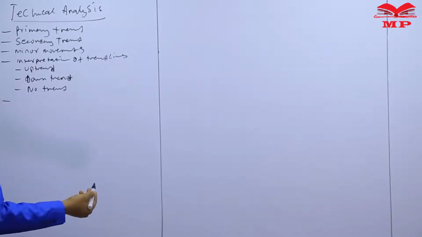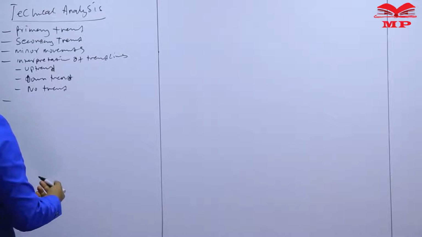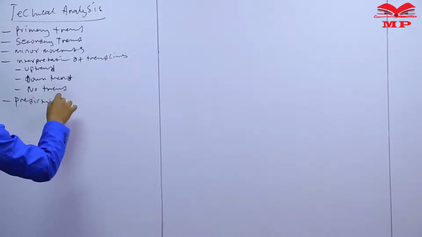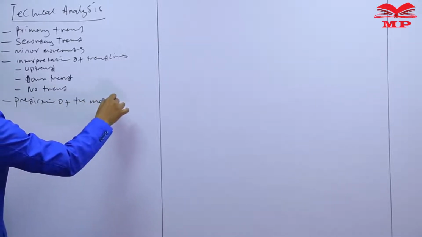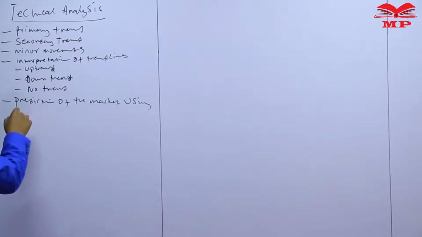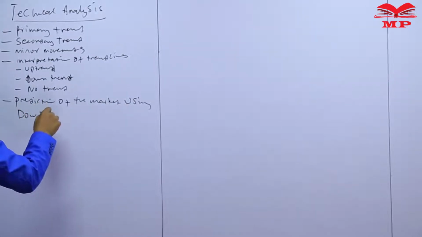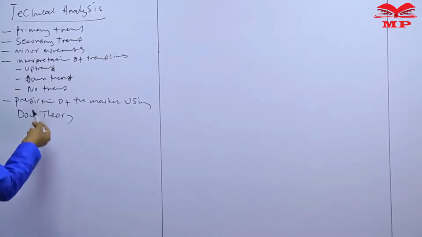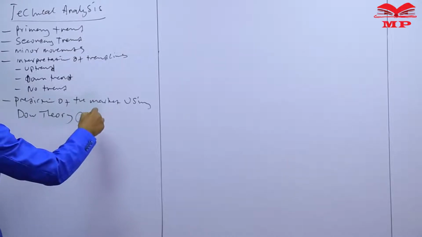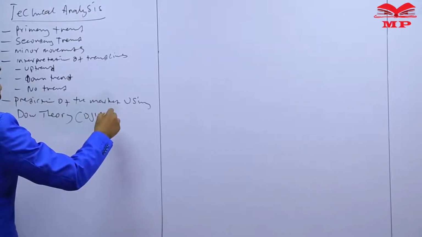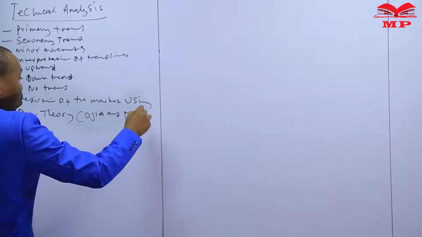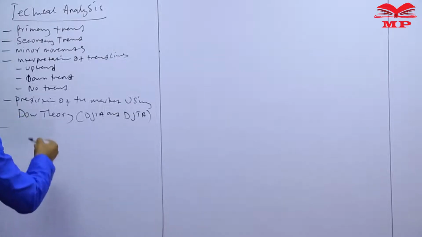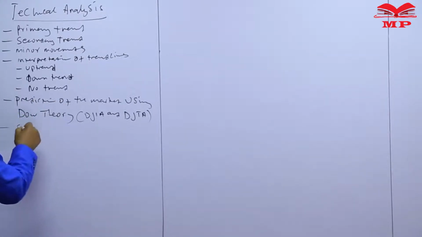Then we will move ahead and look at the prediction of the market using the Dow theory. And then we'll be looking specifically at the Dow Jones Industrial Average and the Dow Jones Transportation Average. Moving on, we will look at the support and resistance level.